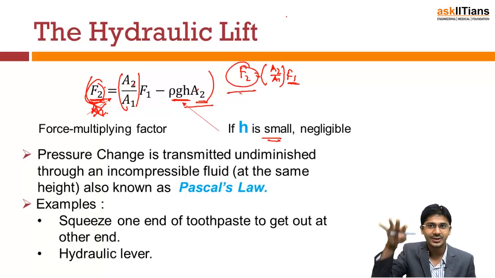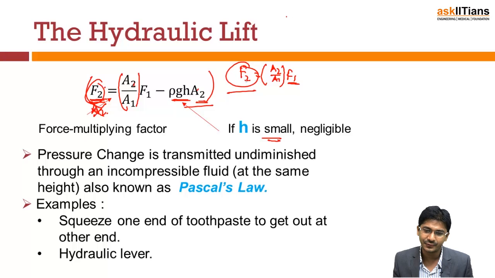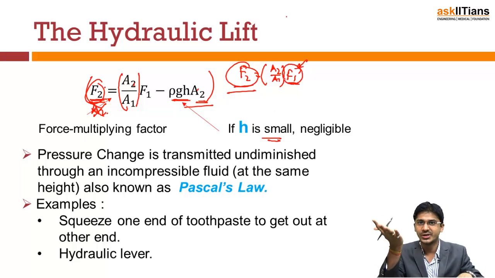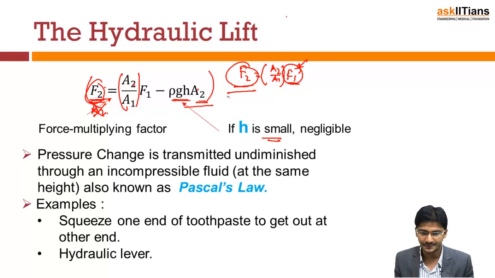What is F2? F2 was the weight of your car or the vehicle that you kept. So what is the force that you need to apply is F1 on this side so that it goes up. So this is the equation that you have.